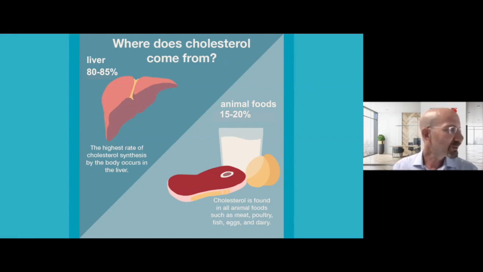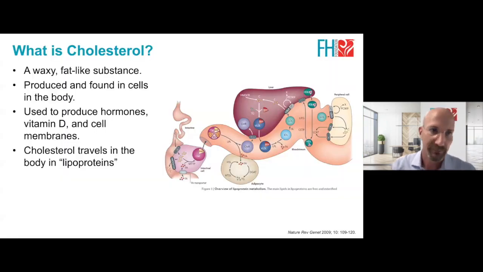So for individuals that have genetic forms of high cholesterol, diet is really important, exercise is really important, but we can't change our genetics necessarily. We have to do something to combat what's happening in the body naturally. Cholesterol is actually a fatty, waxy substance. It is produced and found by cells in the body. And I think I've told you all some of these things already.